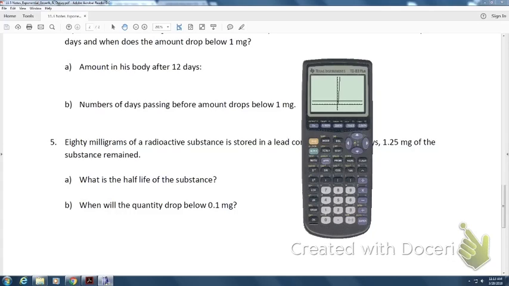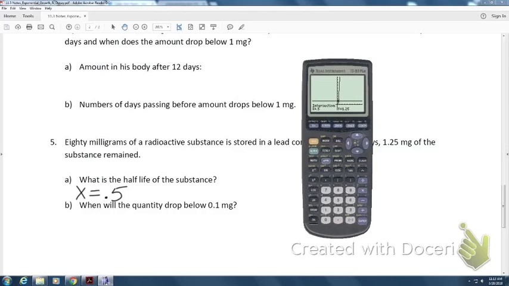So I'm going to hit second, trace. Option 5 is intersect. And then I'll hit enter, enter, enter. And I find that the x value where they intersect is 1/2. Okay, so you should have gotten that x, or the half-life, is half a day. If you got that, I want you to attempt B.